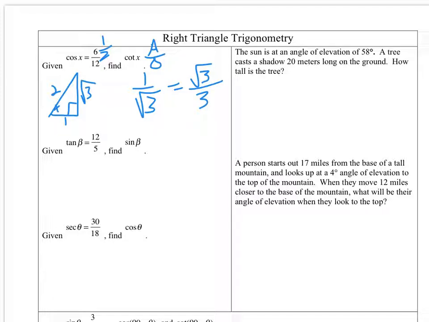For the next one, tangent of beta, I'm going to draw a triangle and make my beta. We got 12 over 5. This is a 5, 12, 13 right triangle. Sine of beta is going to be 12 for the opposite over hypotenuse, 13.